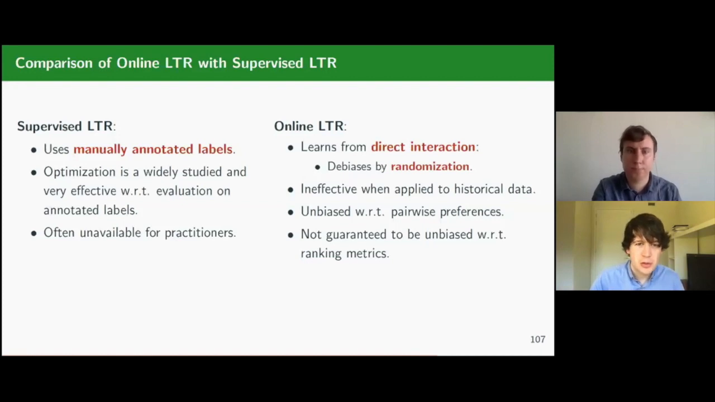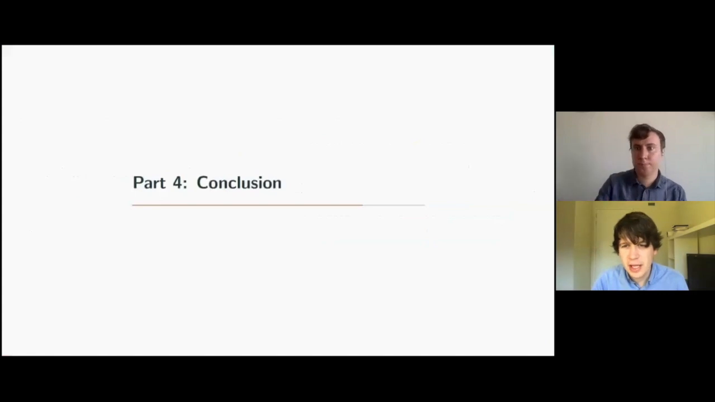So compared to supervised learning to rank, it has some advantages. You don't need those labels, but then we don't really know whether we're going to optimize the ranking metrics. So there isn't a clear preference here per se. It's very complicated. All right, and I think that brings us to the end of this part.